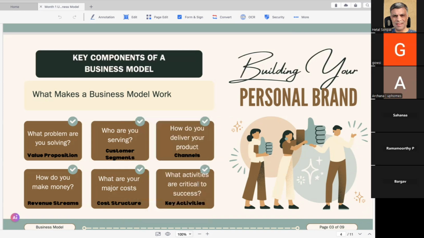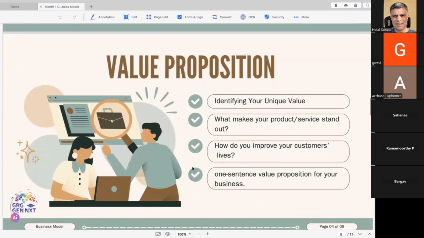Okay, great. Now let's move to the next slide, value proposition. Now, why is value proposition important? What Archana has talked about as a design expert, the value proposition is more around the tech element.